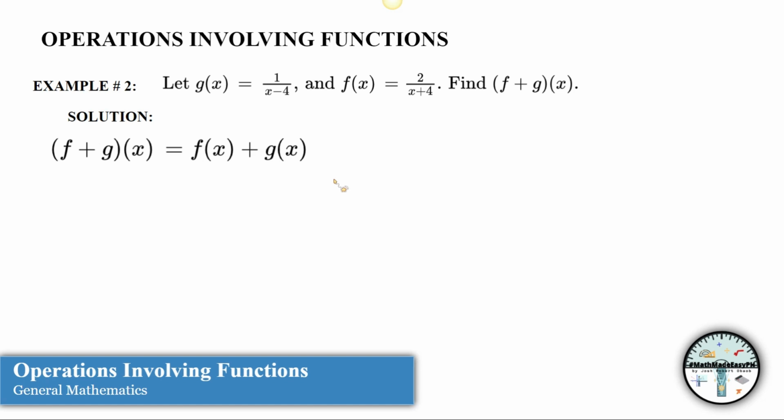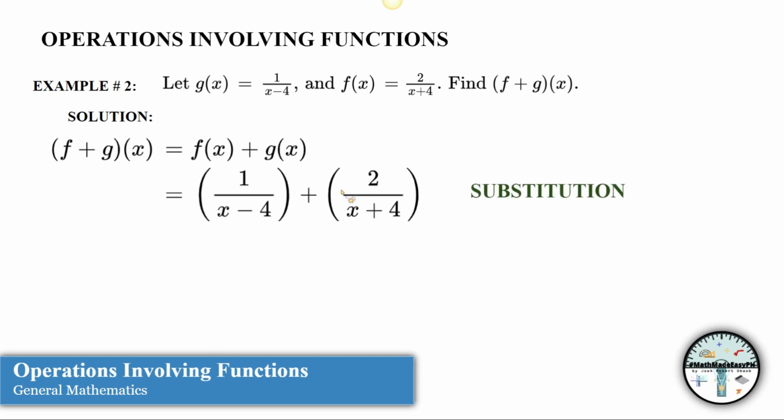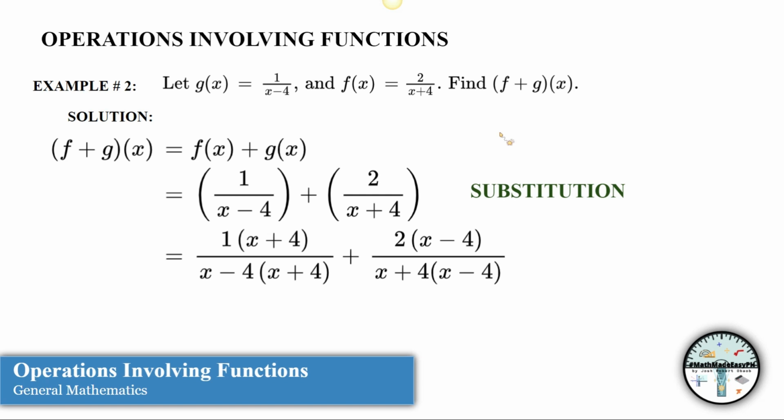So, f plus g of x equals to f of x plus g of x. Okay, we know that. Balik-balik. Okay, so, we substitute it. So, we just insert the values. We have 1 over x minus 4 plus 2 over x plus 4. Yeah, just like I told you, you can use my technique, which is we just take the denominator of one fraction, and we will just multiply it with the numerator and denominator of another fraction.